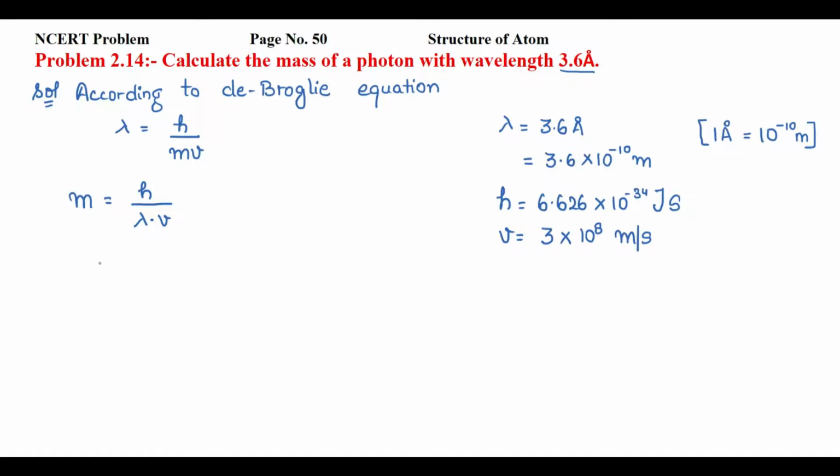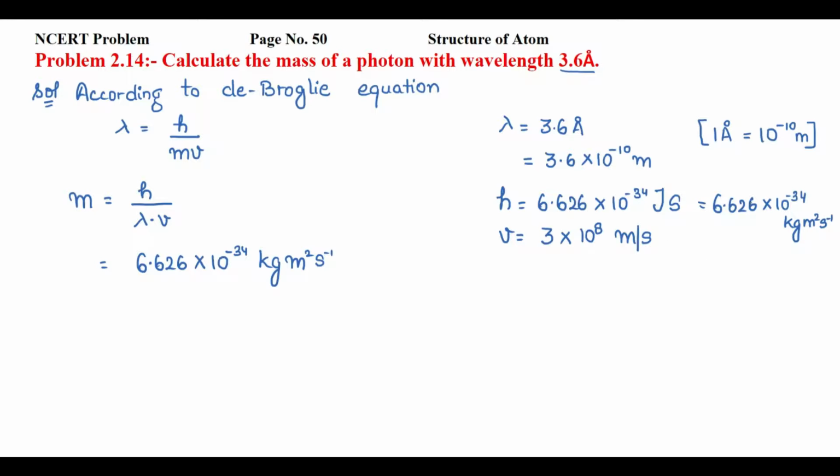Now let's put the values over here. So if you'll see, I have to find the mass in kg, right? To cancel the various units present over here, I have to convert this joule into kg. So I know that Planck's constant in terms of kg is 6.626 into 10 raised to power minus 34 kg meter square second inverse, right? So definitely we will put the values over here. So H is Planck's constant, 6.626 into 10 raised to power minus 34 kg meter square second inverse, right?